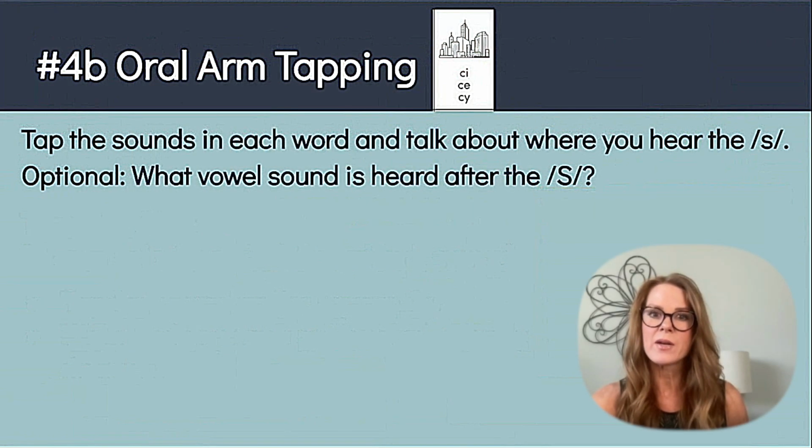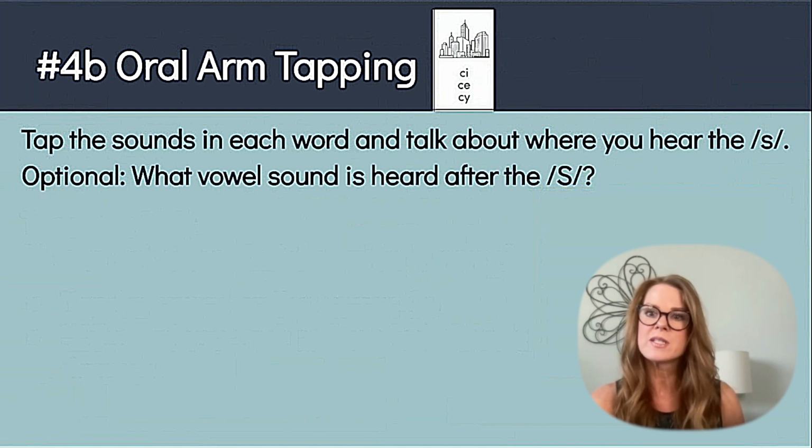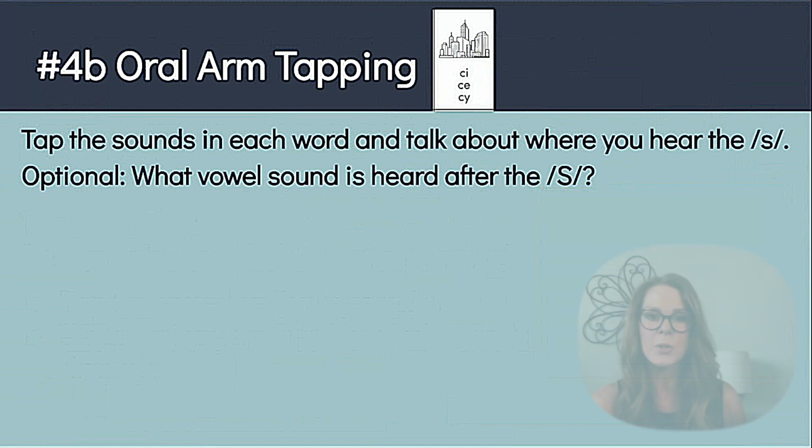After writing each pattern, it's time to arm tap words orally. As you tap the sounds, ask the children to listen to where they hear the S sound. An optional thing you can do is to ask them what vowel sound they hear after the S. And this allows them to review that both Y and I can say I, and that Y can make more than one vowel sound depending on where it is in a word.